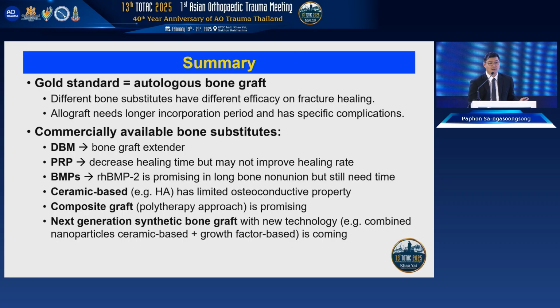but it still needs time to convince that BMP can help with different types of fracture problems, like non-union, together with the musculoskeletal. Ceramic base, like hydroxyapatite, has limited osteoconductive efficacy. However, a new kind of synthetic graft is coming now, so we have to look for that. And composite graft, with the concept of polytherapy, using many types of grafts such as autograft, allograft, DBM, and bone marrow aspirate, is coming and promising for results.